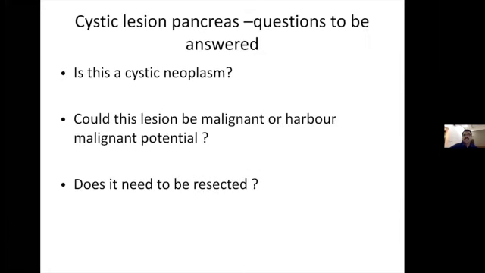So when you see cystic lesions, you have to answer the following questions. Is it a cystic neoplasm? Could this lesion be malignant or harbor malignant potential, and does it need to be resected? So all these issues have to be addressed while you see these lesions. That is very important as far as management is concerned.